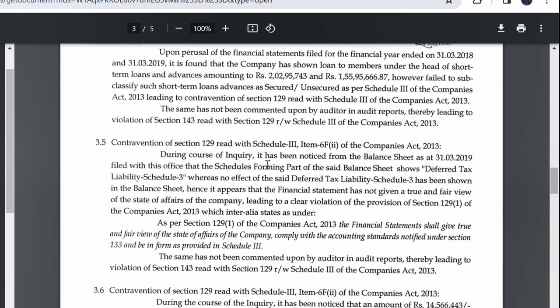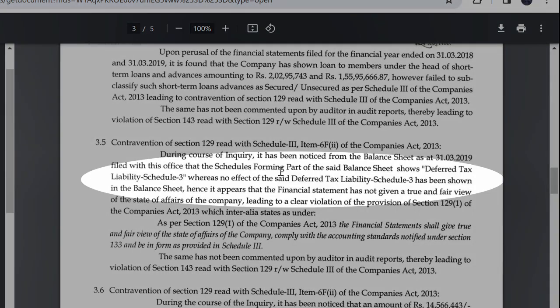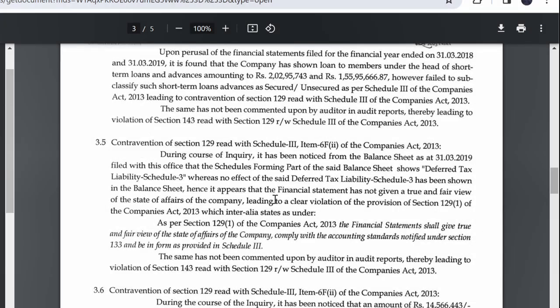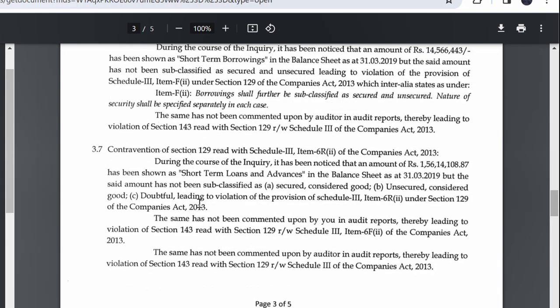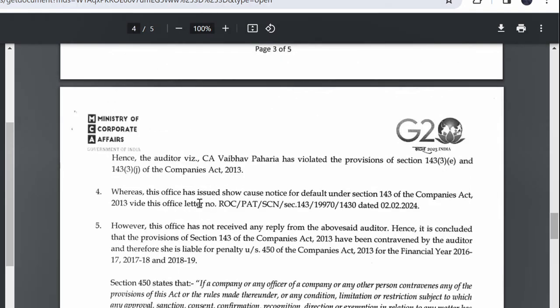The fifth contravention is that in the balance sheet which the company prepared, there was one schedule for deferred tax liability, but there is no corresponding head in the balance sheet. Hence it appears that the financial statement has not given a true and fair view of the state of affairs. Probably the company prepared the financials in Excel and did not place a cross-check between the balance sheet and the schedules to the accounts, and the same has not even been commented upon by the auditor. So there is a non-compliance related to that also. The sixth and seventh non-compliances relate to short-term borrowing and short-term loans and advances, which are the same.